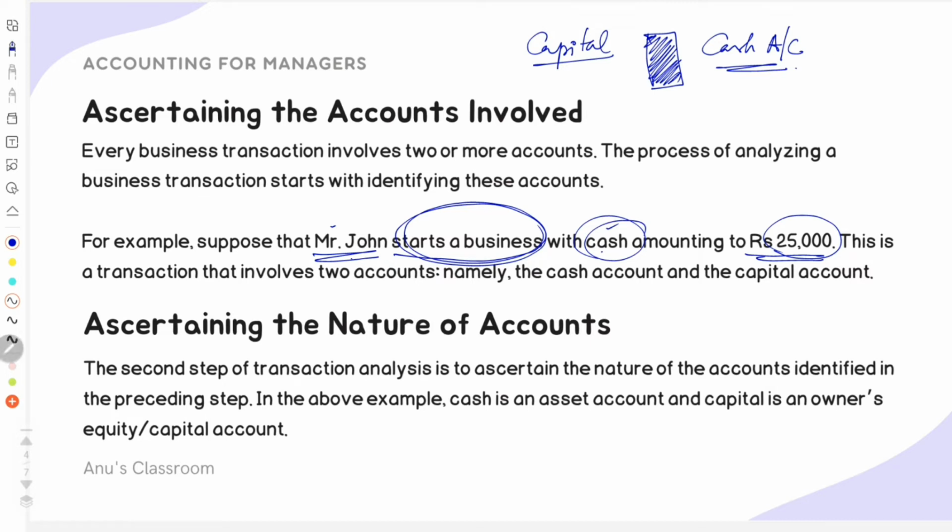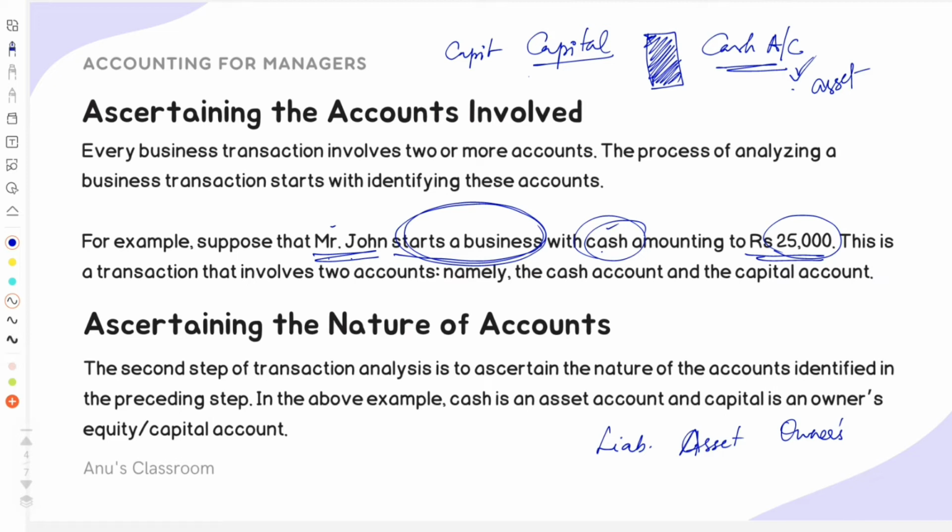So cash account, cash is actually an asset, right? It is an asset for Mr. John, whereas capital is an owner's equity or capital account. We have three types of accounts, broadly speaking, when we are looking at it from the accounting equation perspective. That is a liability, an asset, and owner's equity. Owner's equity is nothing but the capital. So this cash account is an asset and capital account is a capital.